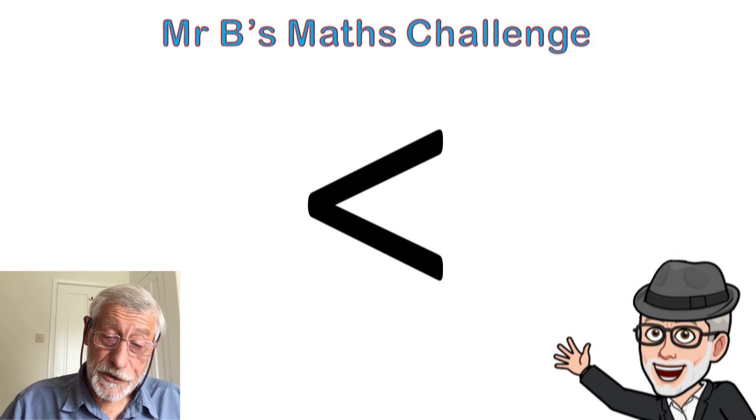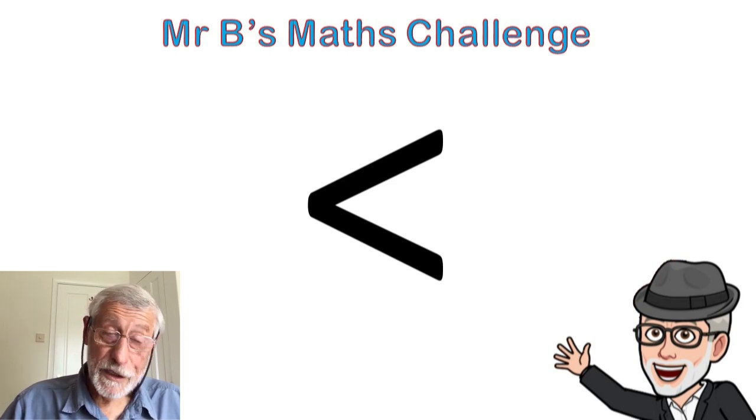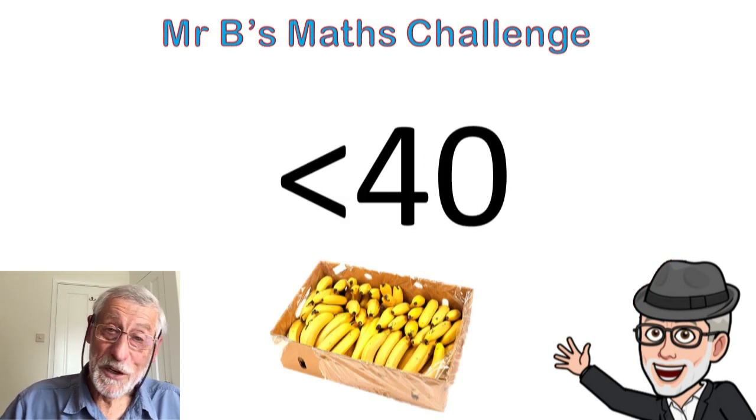And the second one is the opposite of the right pointing arrow, and it is a left pointing arrow. Can you think what that means? Remember, it is the opposite of the right pointing arrow. Some of you will have worked out that it means less than or a smaller number. So, going back to my box of bananas, what does it mean if I believe it contains left pointing arrow 40? The answer is less than 40.